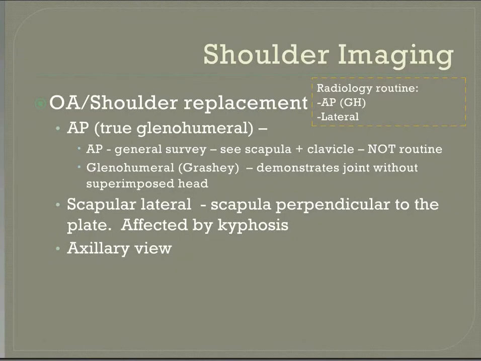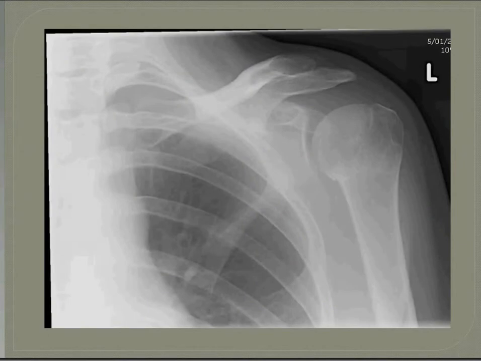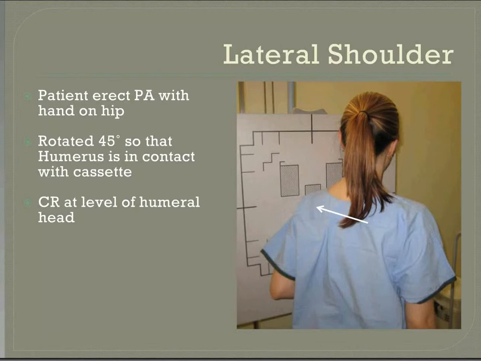In contrast to this, in this little yellow box there, is what the radiology department regularly do, which is the glenohumeral view and lateral without the axillary view. So this is how our AP shoulder is done, patient rotated at 30 degrees, and that's our shoot through the glenohumeral joint. The lateral is with the patient rotated at 45 degrees to the cassette, and the central ray is sent through the level of the humeral head, and we get the conventional Y view.